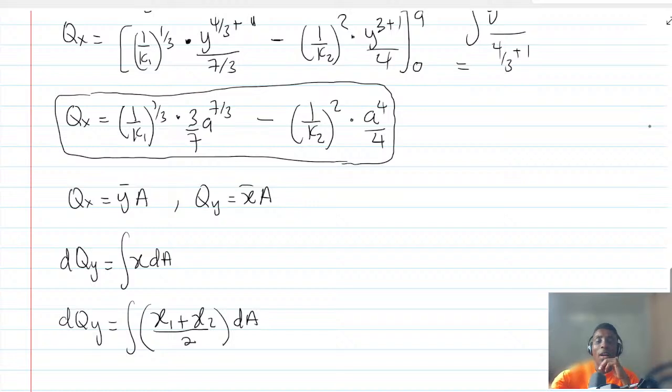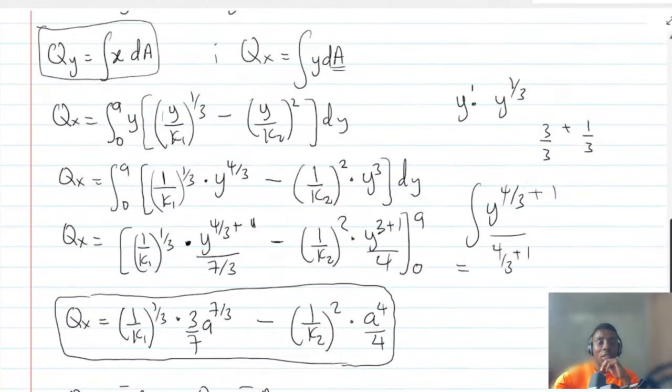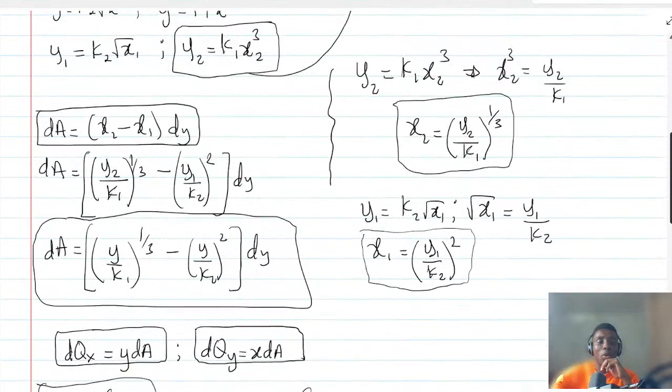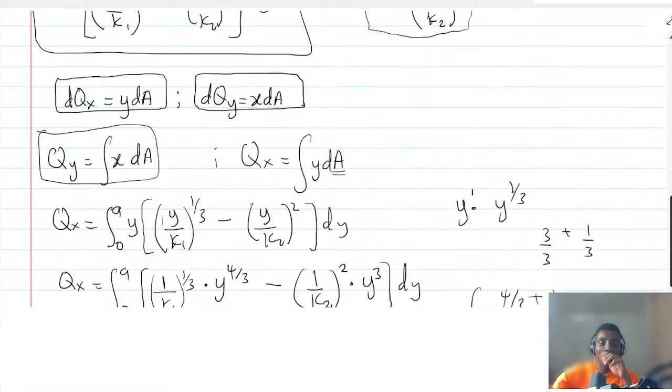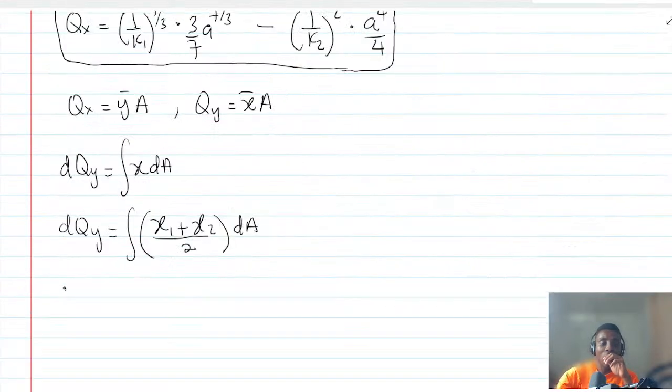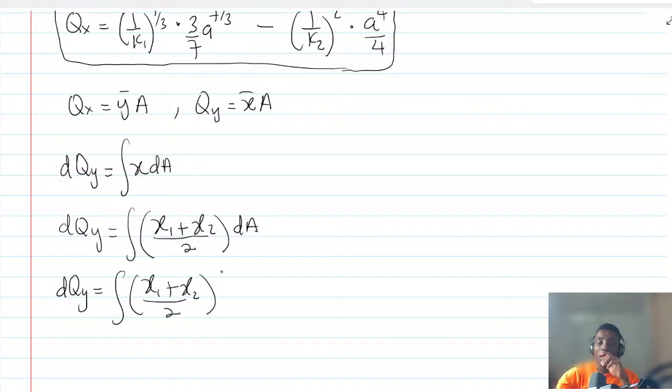I want us to pay attention here. dA was what? Watch this, everyone. dA was (x2 minus x1) dy. So if you bring this here, you are going to get something like this: the integral of (x1 plus x2) divided by 2, and then you multiply by dA, which is what?